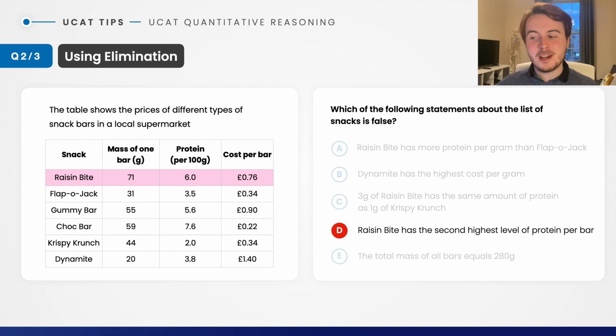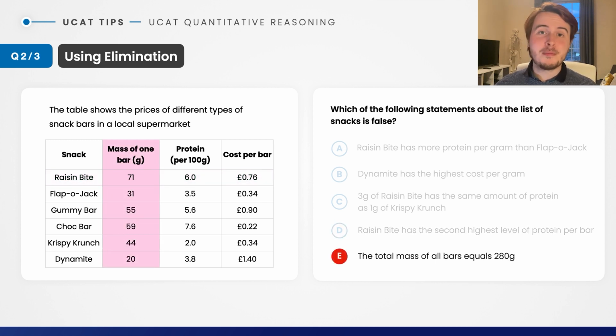So in the last question, we compared Raisin Bite and Chalk Bar. We found Chalk Bar was coming up top in number 1, and Raisin Bite was actually in the second position. So based on our previous question, we actually know that option D is true. So again, we would rule that one out.